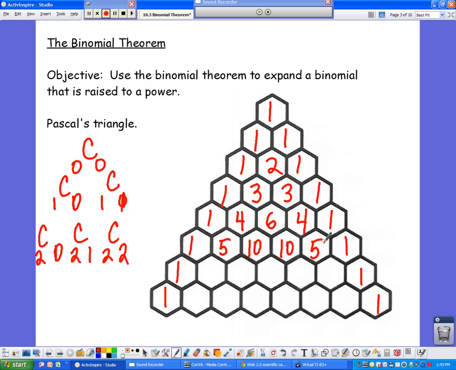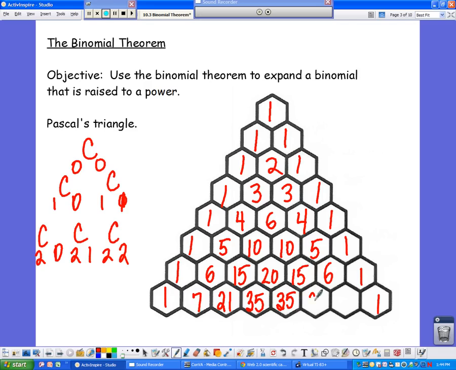And then the next row, 1 plus 5 is 6. 5 plus 10 is 15. 10 plus 10 is 20. 10 plus 5 is 15. And 5 plus 1 is 6. And the last row, and this actually keeps on going, 6 plus 15 is 21. 15 plus 20 is 35.